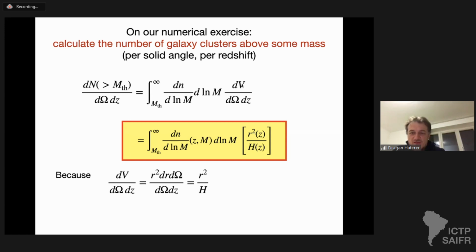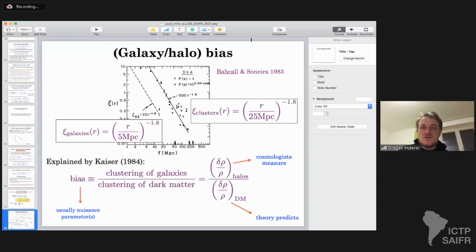Then I have dV over d omega dz is r squared over H, where r is the comoving distance. The reason this holds is that the volume element is r squared dr d solid angle, and when I divide by this, d omega cancels out. And from the formula for r of z, dr over dz is just 1 over H, because dr is the integral of dz over H. So this is a very useful formula. These terms are two very simple functions that we coded up already, and this is an integral we have to do. What I really need here is the mass function, which is going to be Press-Schechter for us.